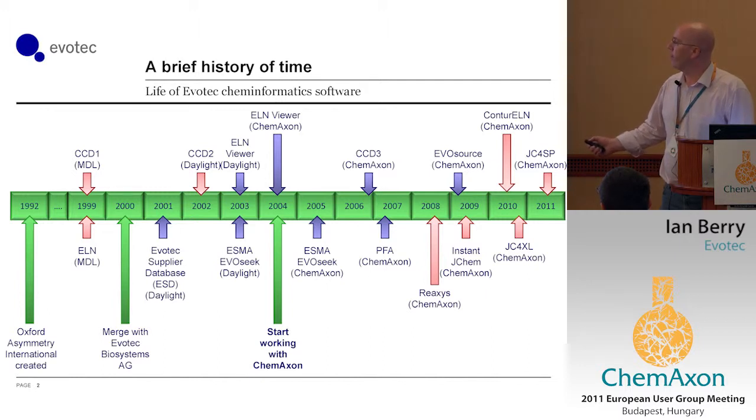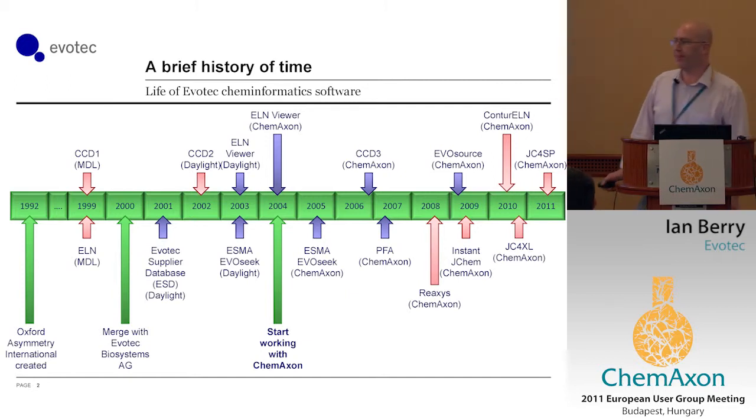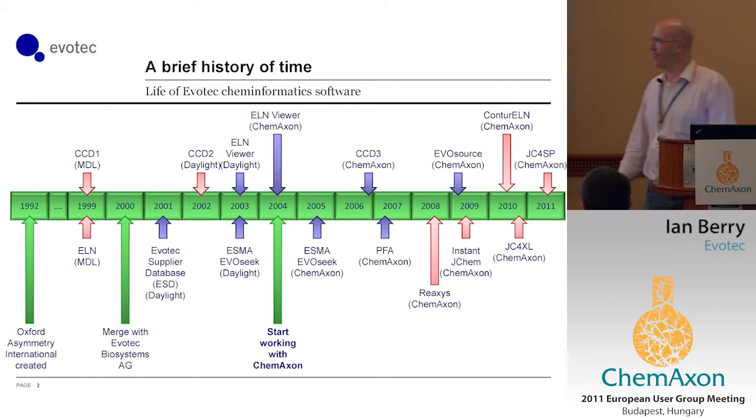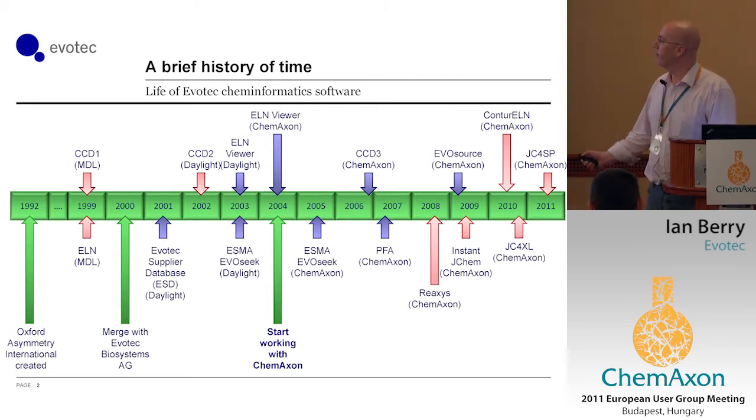Come 2003, 2004, Daylight decided that they wanted to up our bills for our annual fees by a considerable amount. So we went around and looked for other people. And that's when we found ChemAxon. So in 2003, 2004, we evaluated the ChemAxon tools and then started building our own applications on top of those. So the first was the ELN viewer. And then after that came the move from Daylight to ChemAxon with the ESMA and EVOseq tools.